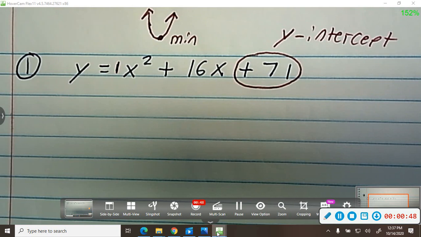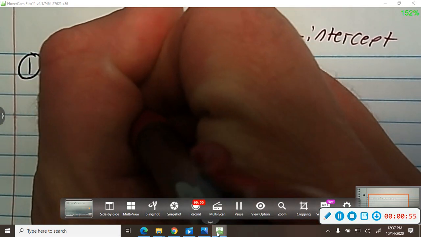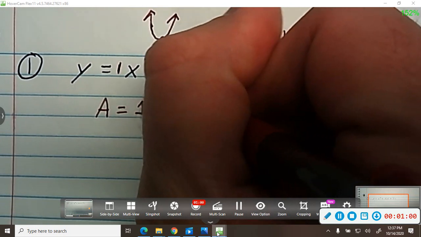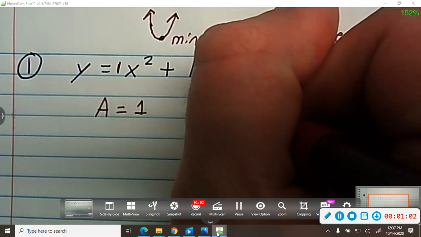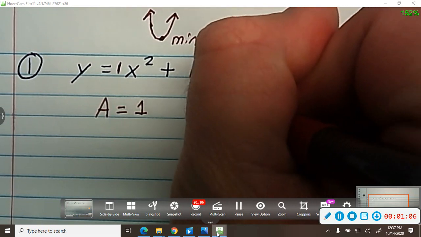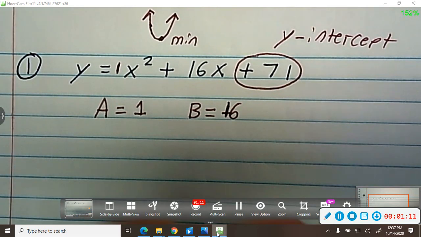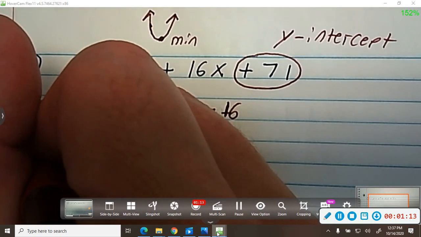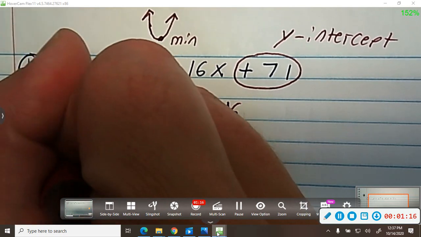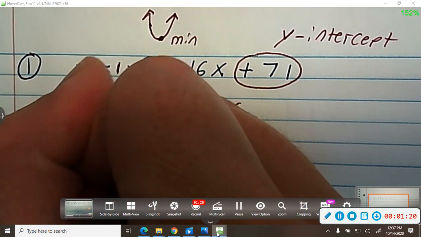There's a couple ways to do that. I think the easiest way is to identify your A. So I'd say A is 1. Identify your B. B is 16. And the formula is you take your B divided by negative 2A.